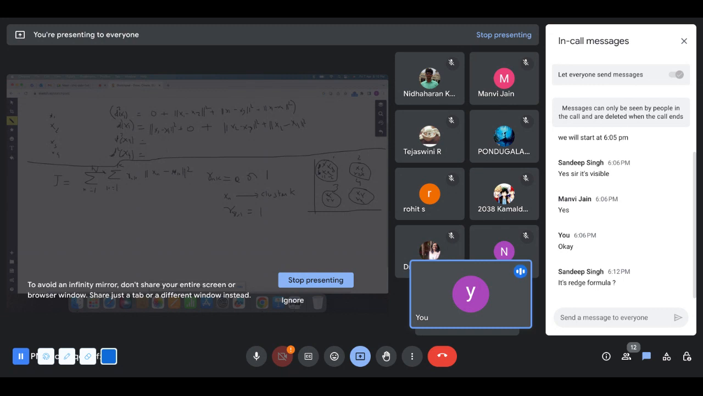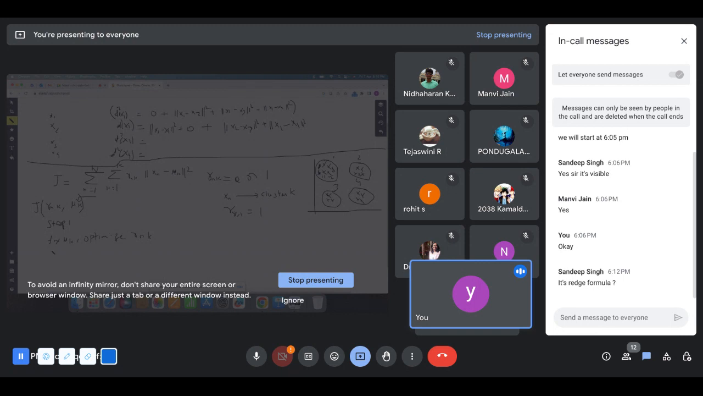So what do you do? Because J is a function of your R_nk and mu_k, this is a difficult optimization. It is not a convex optimization to solve, right? This is a function of two variables. So what you do is you fix certain mu_k's, right? First step is fix mu_k and optimize R_nk, since J is a function of R_nk and mu_k.